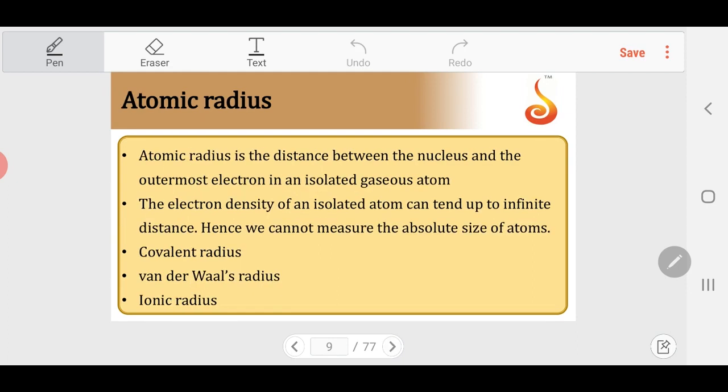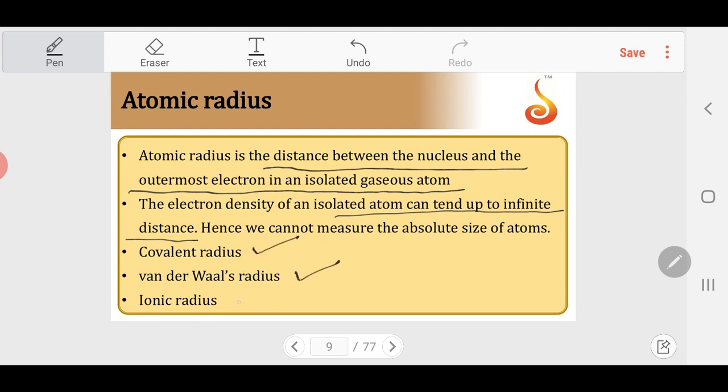Atomic radius. The atomic radius is defined as the distance between the nucleus and the outermost electron of an isolated gaseous atom. But if I take an isolated atom, the electron density can go up to infinite distance from the nucleus. Theoretically, even at infinite distance, electron density will not become 0. So we cannot get the absolute value of atomic size if I take an isolated gaseous atom. To understand atomic size, we have alternate means, that is covalent radius, van der Waals radius and ionic radius.